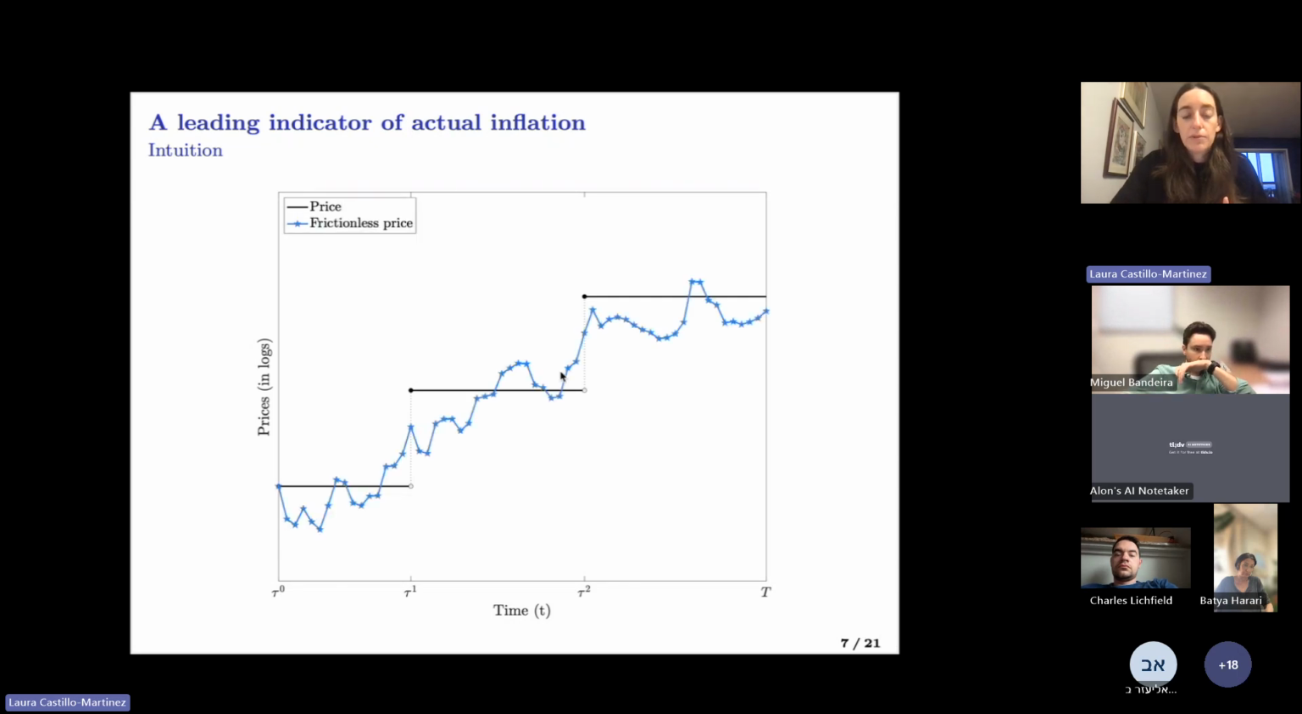If we put the two of them together, and you're willing to eyeball, it's easy to see that we need some movements in the blue line to happen before the change in price actually realizes. So it's intuitive to argue that the blue line is going to be a leading indicator of what's happening in the black line. To that extent, we're going to be exploiting this as a use of frictionless inflation.